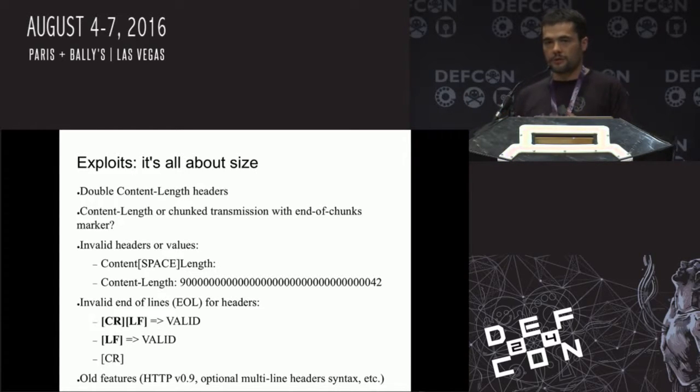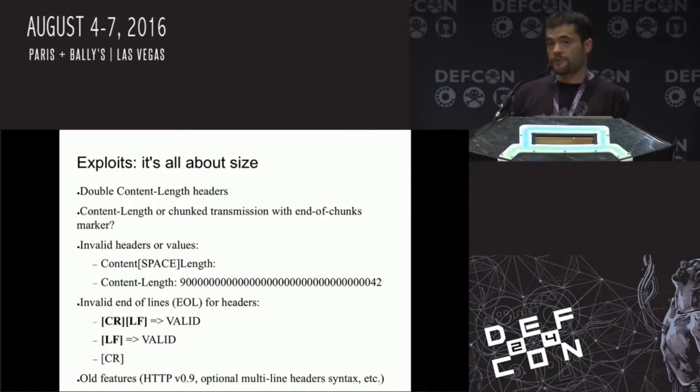On chunked transmission, you do not have a length for your message. You say, I will send things, and when you see the end of chunk marker, it's the end of the message. You could use invalid values, like the content length with a space, which is not valid. You could also use invalid end of lines: the real end of line is CR LF. You could try to use LF also, it's almost valid, but CR alone is not valid as an end of line.